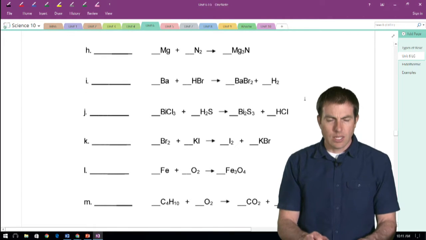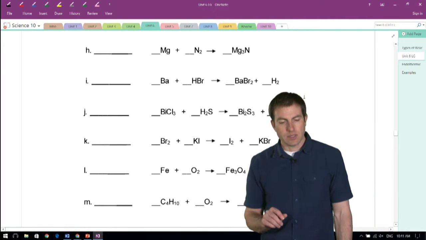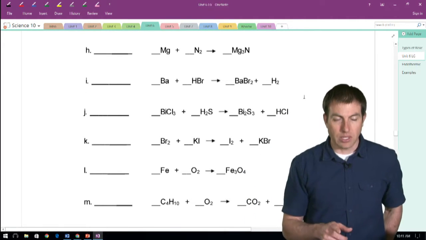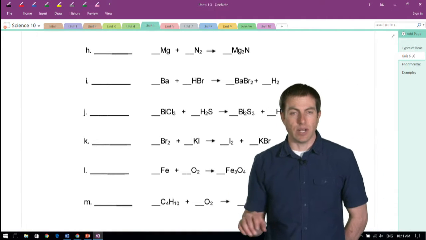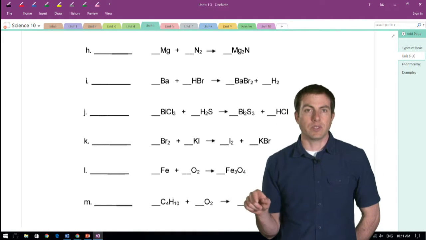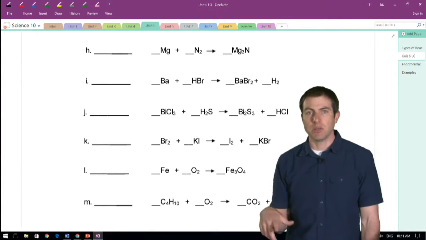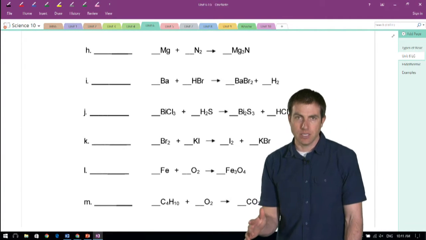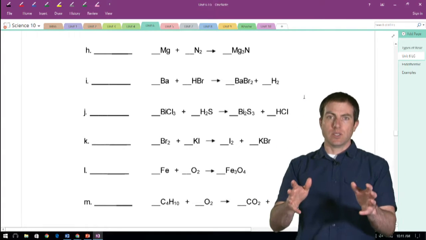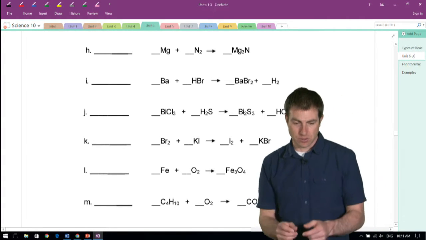For next day, I'd love it if you came back with the different equations just identified. You can just write SYN for synthesis or DR for double replacement. It asks you to balance them, but for now, let's not worry about balancing these. I just want you to focus on the types of reactions.